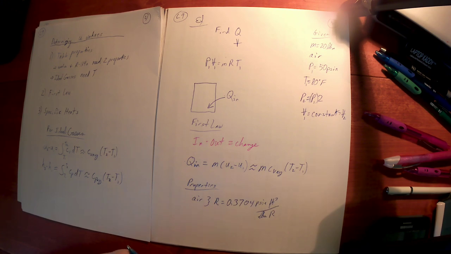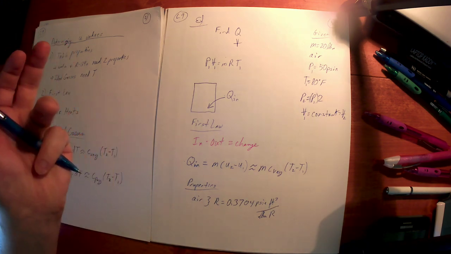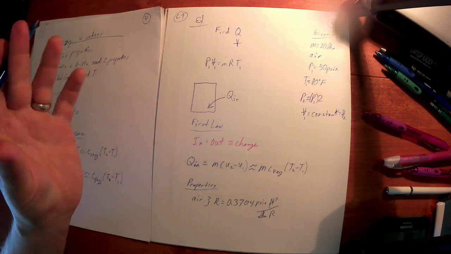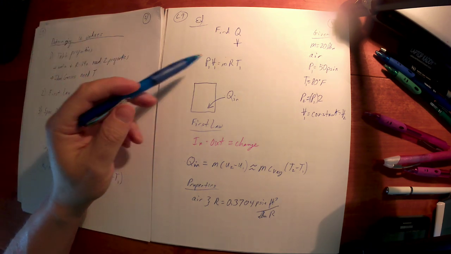So that's a property. When I'm trying to find a property, the first thing I want to do is say, okay, what is my substance? What are some ways I can find properties for that substance? So what is my substance? It's an ideal gas. Okay, so what are some ways I can find properties for an ideal gas? Well, ideal gas law.